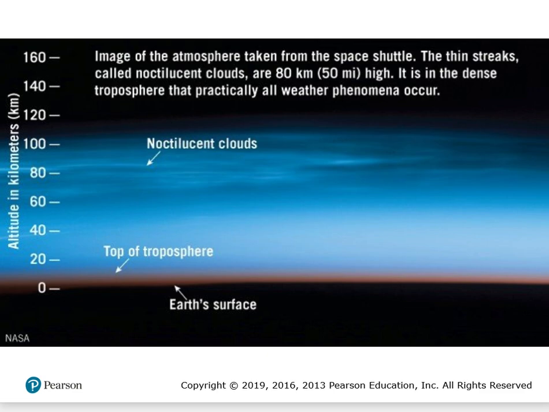Now here in this image of the atmosphere, this was taken from the space shuttle, and we can see the thin streaks here. The thin white wispy streaks are called noctilucent clouds, which are found 80 kilometers high. And we can see that here on the y-axis, the altitude in kilometers. And it is in the dense troposphere that practically all weather phenomena occur. So here we could see the troposphere layer and the top of the troposphere, which we will learn in the diagram, is the boundary called the tropopause.